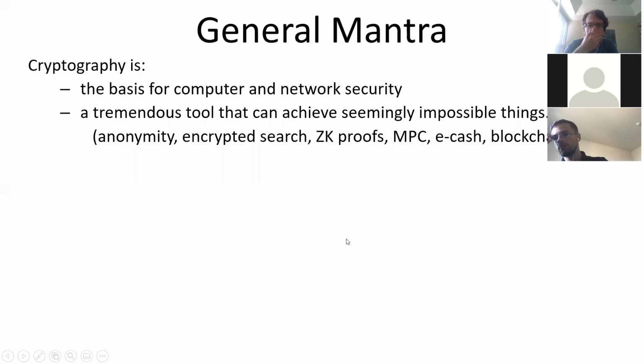Okay, so cryptography is a basis for computer network security. It gives you all these bread and butter tools: encryption, authentication, message confidentiality, message integrity, key agreement, and so forth. But it's also an amazing tool that can create very strange things, which do prove themselves useful, and perhaps will be useful in the future because they basically enable privacy protected computation that is otherwise impossible.